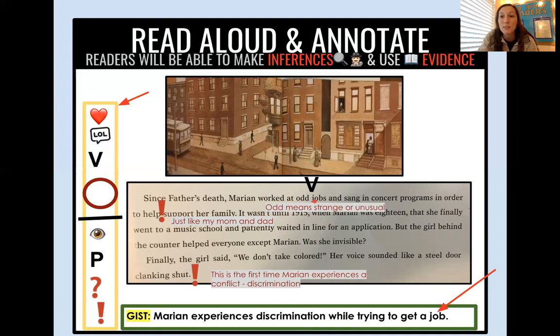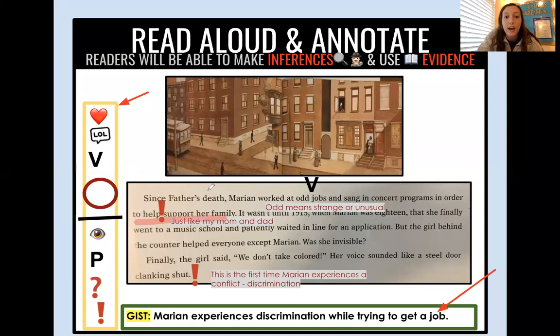So maybe she was babysitting, or maybe she was helping other people at church, or maybe she was helping her mom make dinner. These would be strange or unusual jobs because they're not the kind of jobs where you go in and get a paycheck. That's why the author uses the words odd jobs, because these jobs are unusual. She has these odd jobs to help support her family.